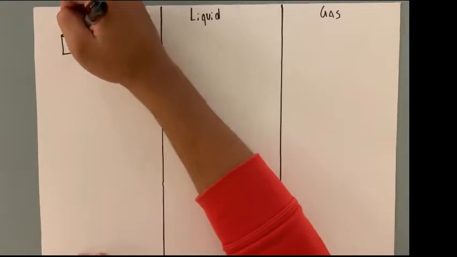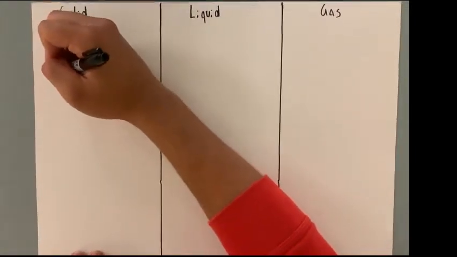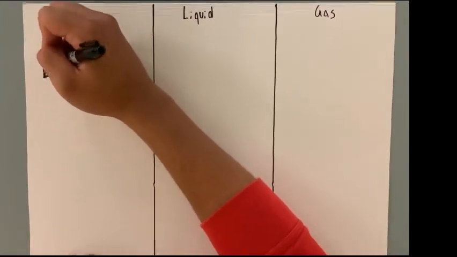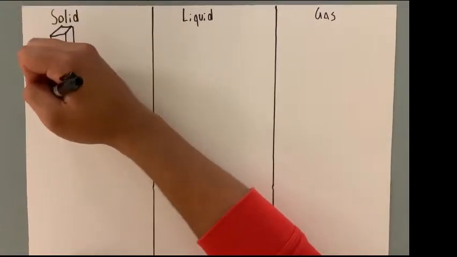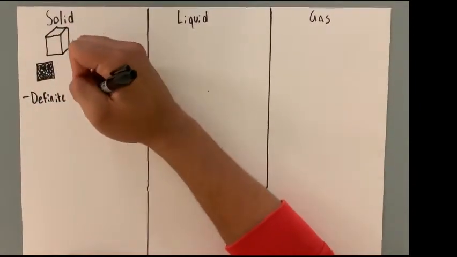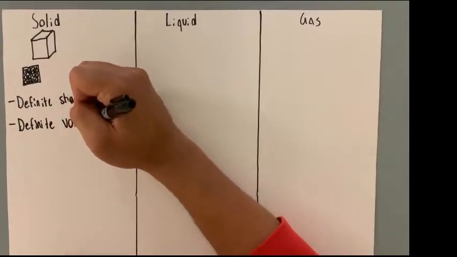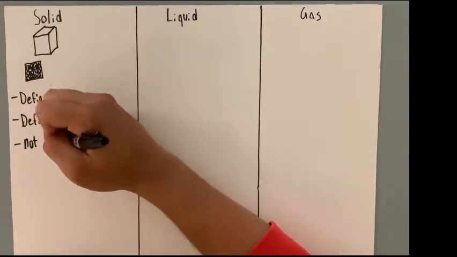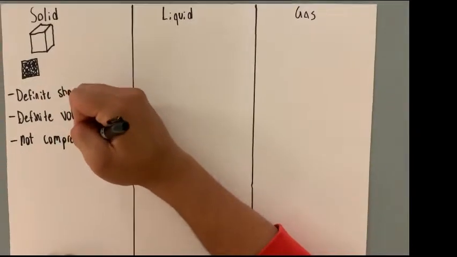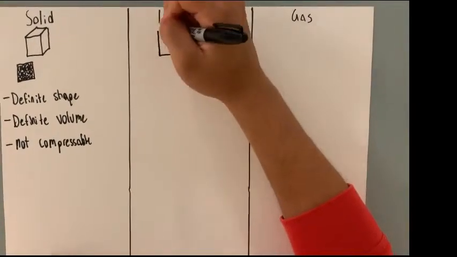Alright, so we got three states of matter: solids, liquids, and gases. First, we got solids. Solids could be anything like a watermelon. The particles inside a solid are tightly packed and cannot move freely, making them have a definite volume, a definite shape, and are not compressible.